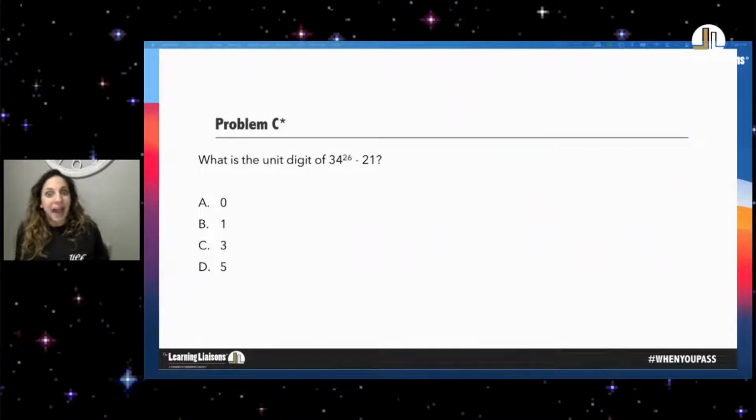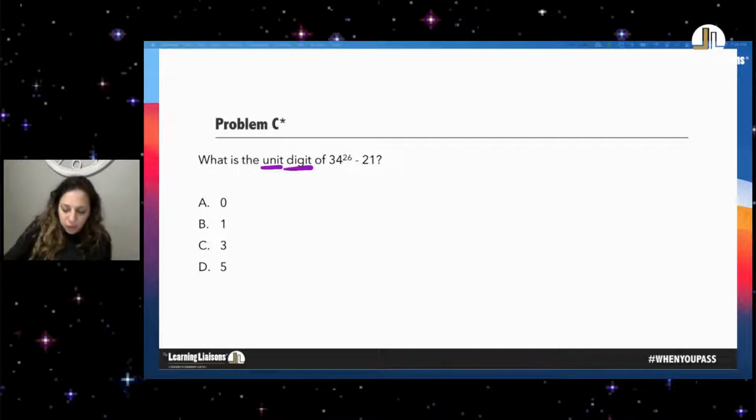Ooh, I love these problems. All right, what is the unit digit of 34 to the 26th power minus 21? All right, high school teachers, this one's for you. But I am going to scale some of this back for everybody so we all can get something out of this problem. The unit digit.